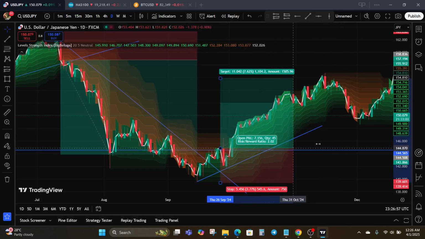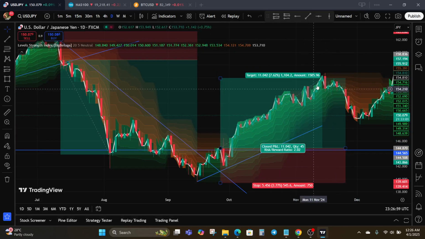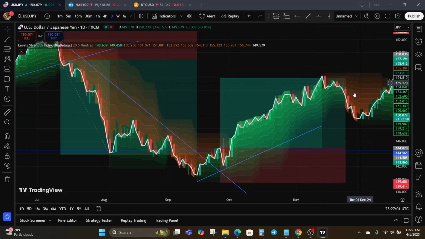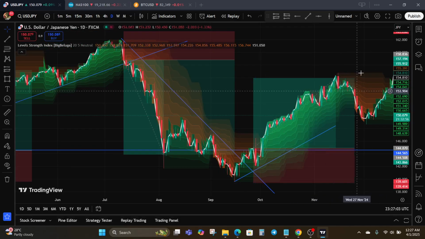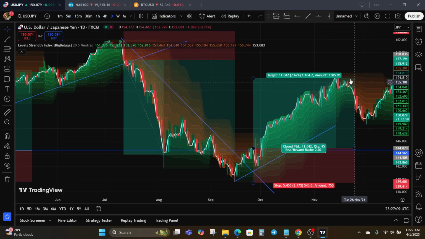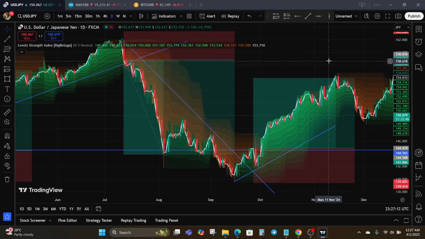All right, you can use resistance levels for your take profit, or you can just decide to wait for when the indicator paints a red area. Once that red area has been painted, you can use that to exit your buy trade. Okay, so it's pretty straightforward, right?